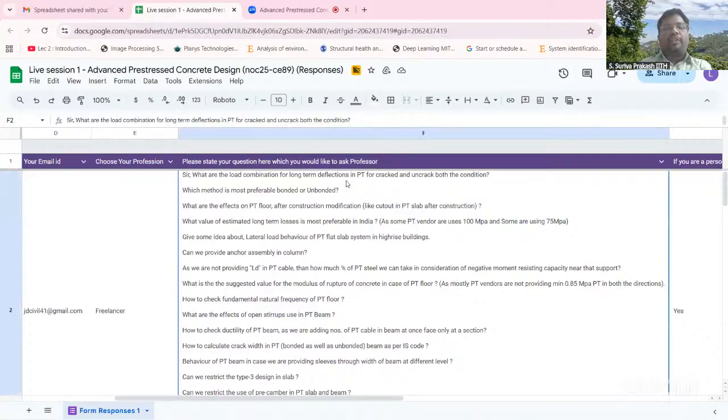For ultimate conditions, we put 1.5 dead load plus 1.5 live load plus the hyperstatic moments. But here we use the service load combination: 1 times dead load plus 1 times live load plus 1 times the PT effect, the beneficial effects of pre-stress. That is the load combination that we typically use for finding out the deflections, both for short term as well as for long term.